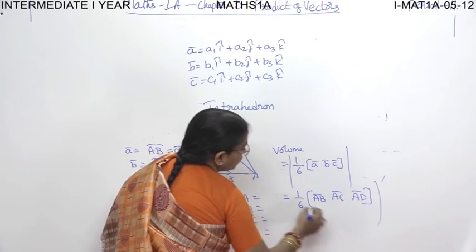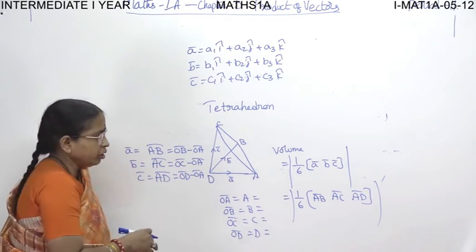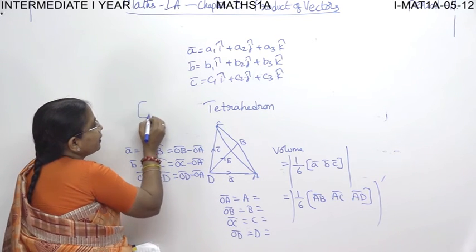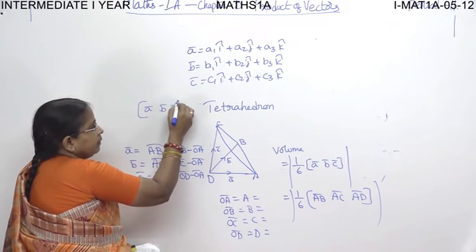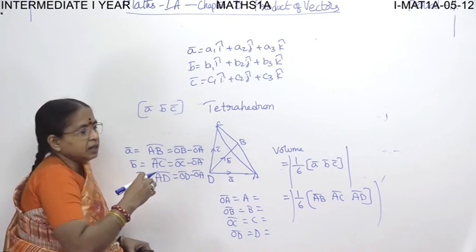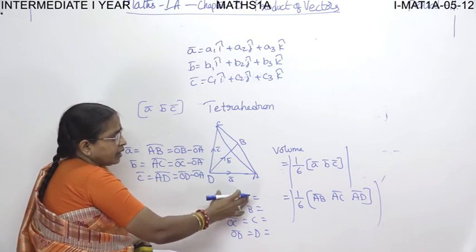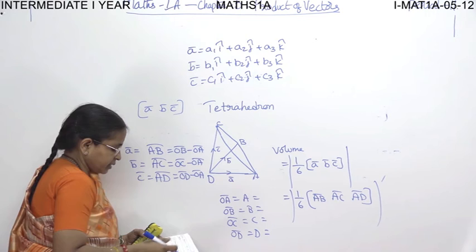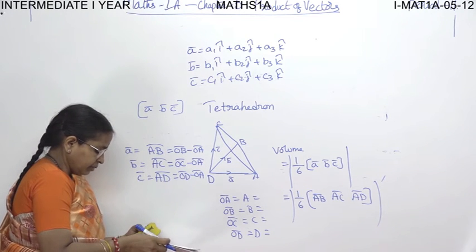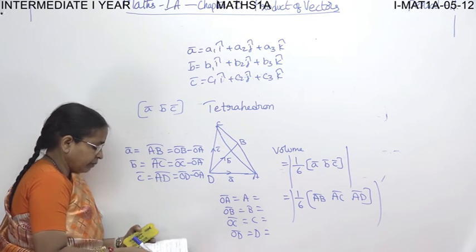So you have learnt about the volume of a parallelepiped. Volume of a parallelepiped is just box ABC, when A, B, C are the three coterminous edges of the parallelepiped. Now for a tetrahedron, 1 by 6 box ABC is the formula.